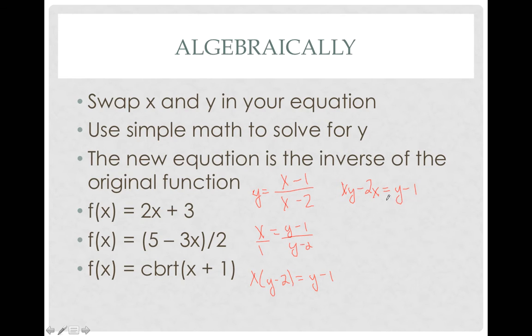Now, since I'm trying to solve for y, I need to get y by itself. So I need to get all my y's on one side. So I'm going to subtract y, and I'm going to add 2x. And I get this new statement. Then, because both of these terms have a y in it, I can factor out a y. And I need to divide by x minus 1. And there we have our inverse to x minus 1 over x minus 2.